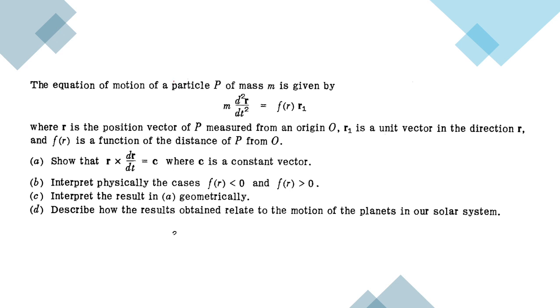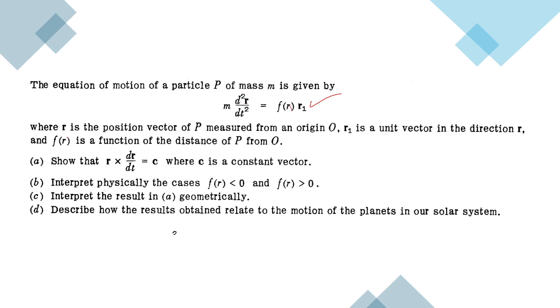Let's see. The equation of motion of a particle P of mass m is given by this equation of motion. In fact, this is the equation of Newtonian mechanics because m is the mass of the particle and this is the velocity, so this is mass times force, which is a general function of r in the direction of r. This r1 is the unit vector along r.